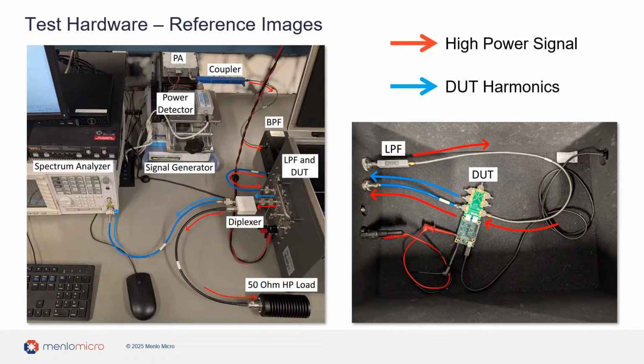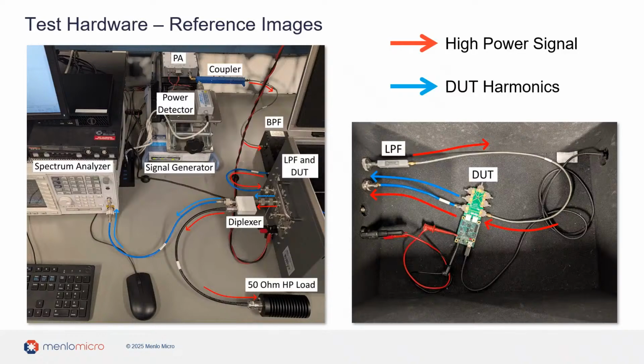To start, in the test system at the signal source, we use a signal generator connected to the input of a power amplifier, shown at the top of the image, in order to create our high power signal. That high power signal passes through a coupler with a power detector on the coupling port. We use this power detector to monitor the input power to the device under test.